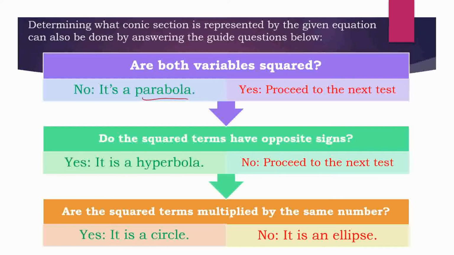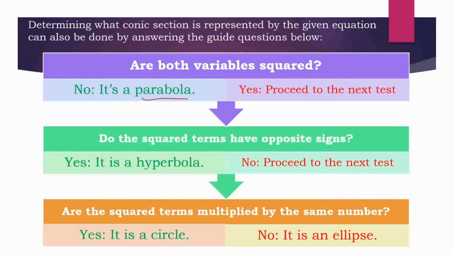Then, if yes, kung pareho daw naka-squared yung dalawang variables, then proceed to the next test. Do the squared terms have opposite signs? Kung yung x squared and y squared ay mayroong opposite signs, then isa siyang hyperbola. And if no, kung hindi opposite yung signs ng x squared and y squared, then proceed to the next test.